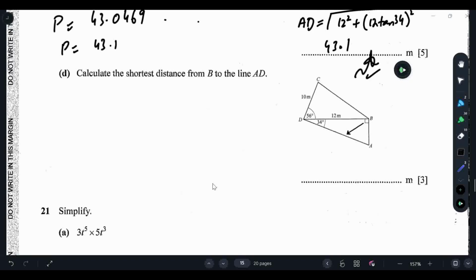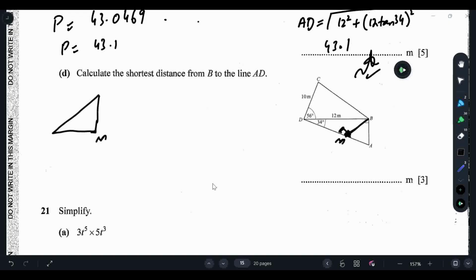In the D part, calculate the shortest distance from B to the line AD. So B to the line AD will be this one. We have to find out the shortest distance, so this will be 90 degrees. Now this angle is 90 degrees. Shortest distance from B to the line AD means this will be 90 degrees. So basically we will have a triangle like this. This point is, let's say, M.